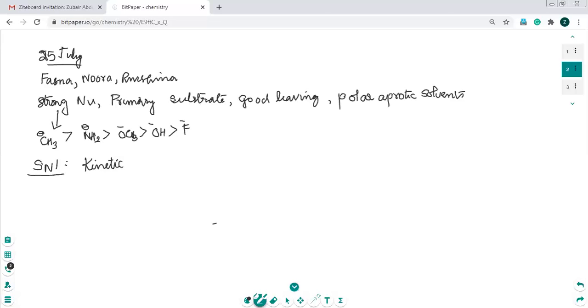So if you do kinetic experiments with this type of reaction, the rate of reaction is equal to a constant times the concentration of substrate, and it is independent of the concentration of nucleophile.